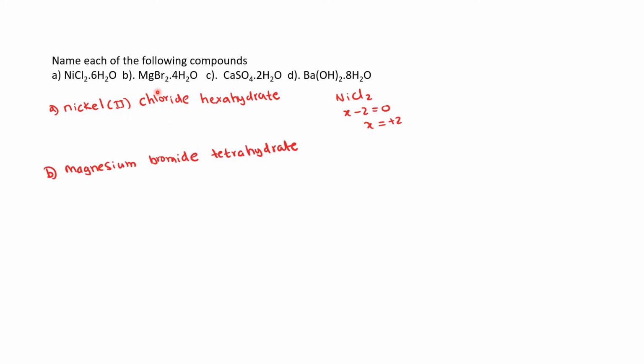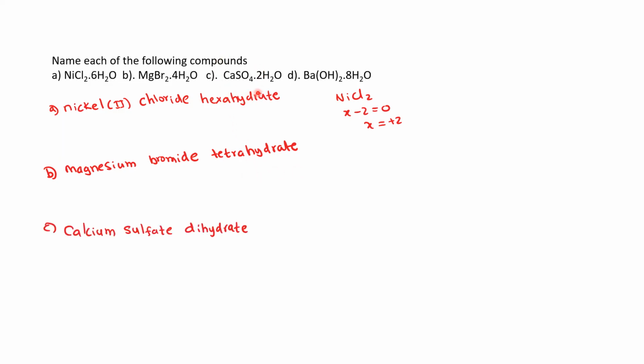So magnesium is not a variable charge metal. So we are going to call magnesium as the element magnesium. We have bromide, "ide" suffix, and then we have 4 water molecules, that means tetrahydrate.